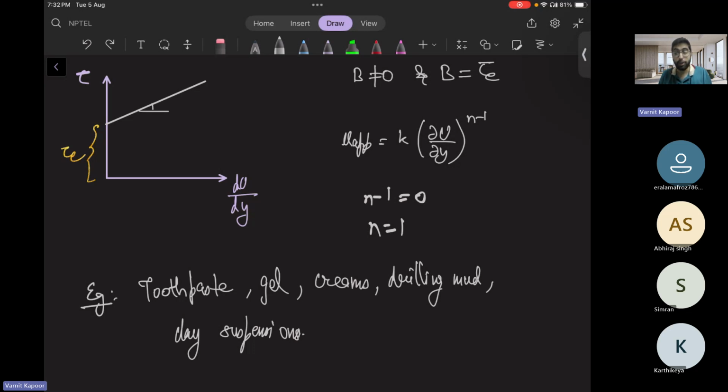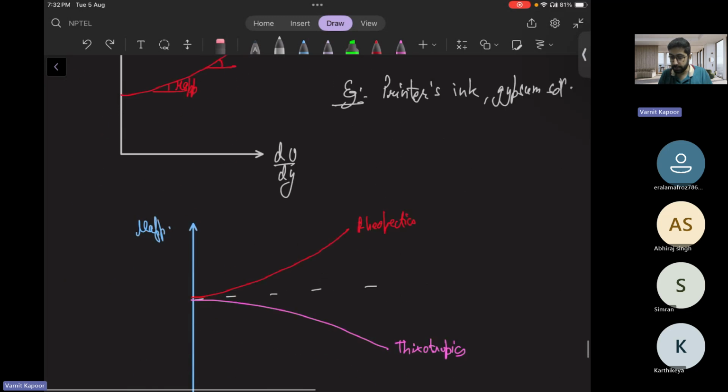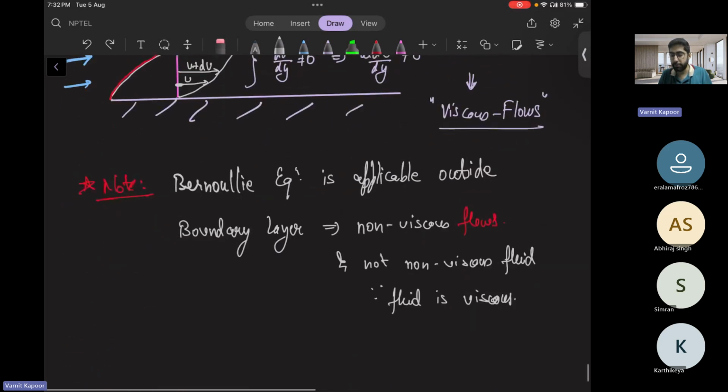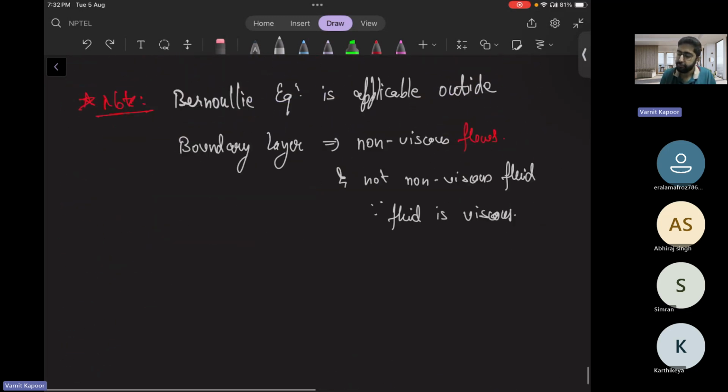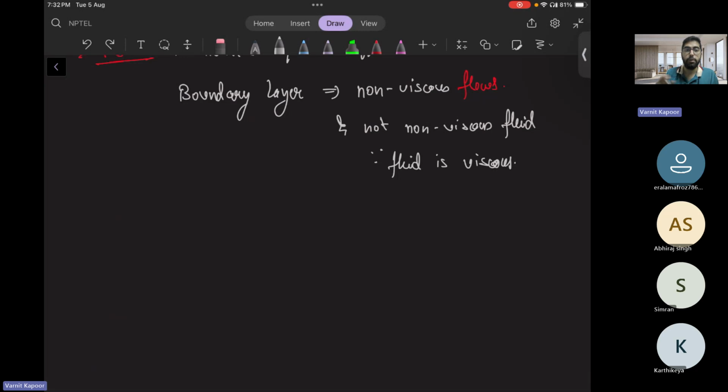So I was talking about non-viscous flows, not fluids. Now I'll talk about what an ideal fluid is. We have so far understood Newtonian and non-Newtonian fluids. What is an ideal fluid? Ideal fluid.